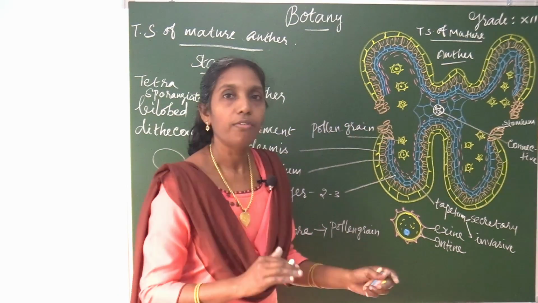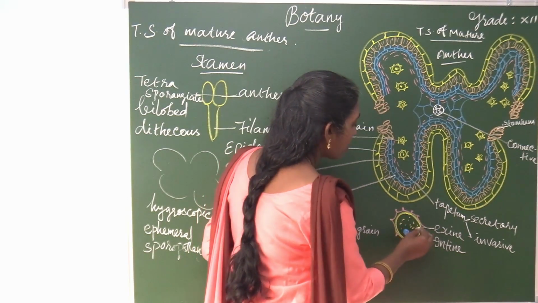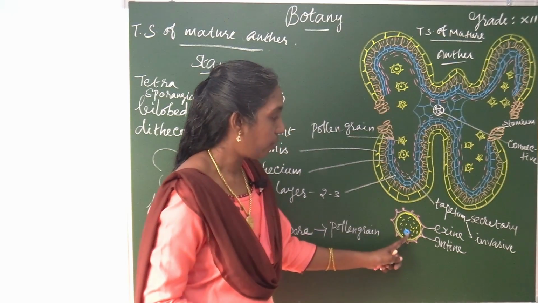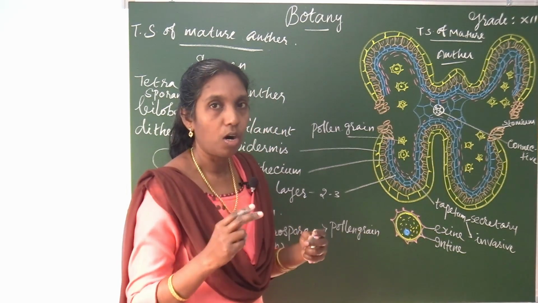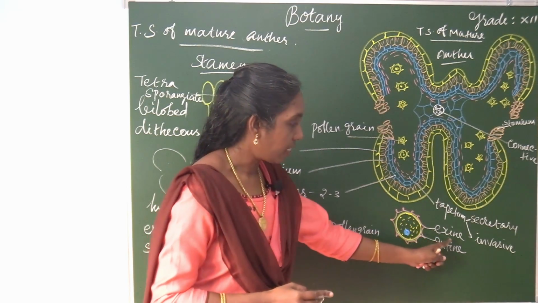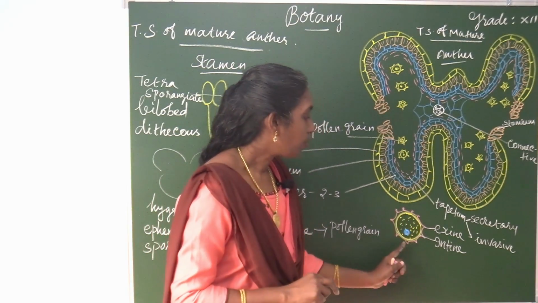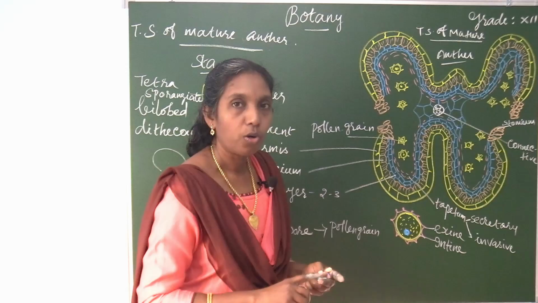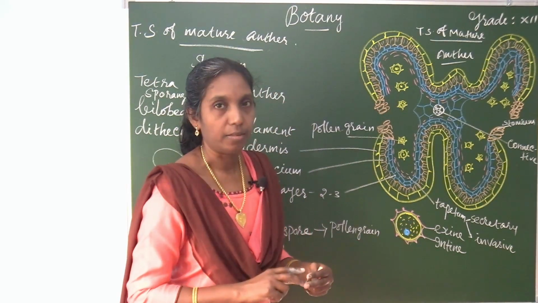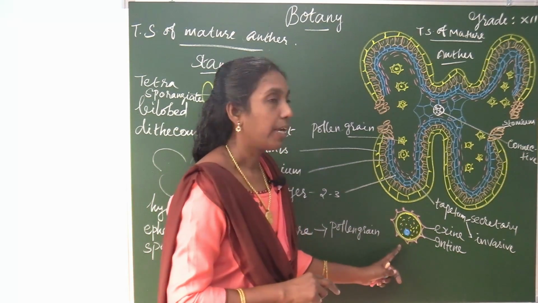So this is the structure of pollen grain. Pollen grain consists of dense cytoplasm and nucleus, surrounded by two wall layers. The outermost wall layer is called exine and the innermost layer is called intine. The exine is made up of cellulose, sporopollenin and pollen kit, and the intine is made up of pectin, hemicellulose, and this type of wall material.